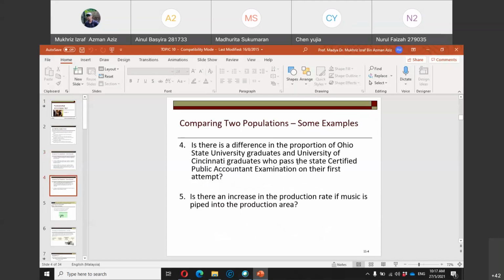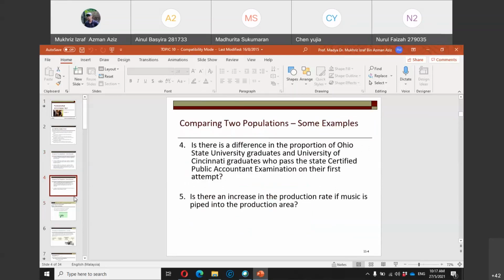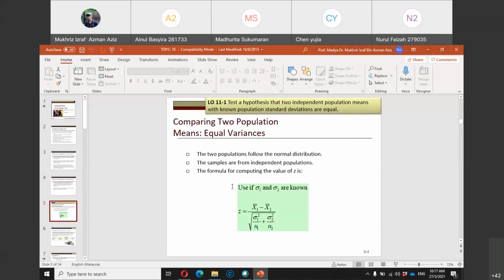These are just examples. Of course, in the real world, you can find different instances that can be related to the two population hypothesis testing. So how do we perform this? If you compare with the previous chapter, the one sample test.